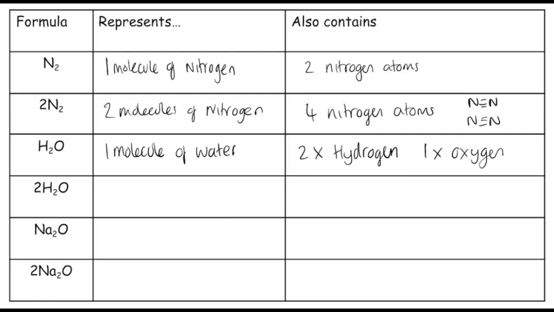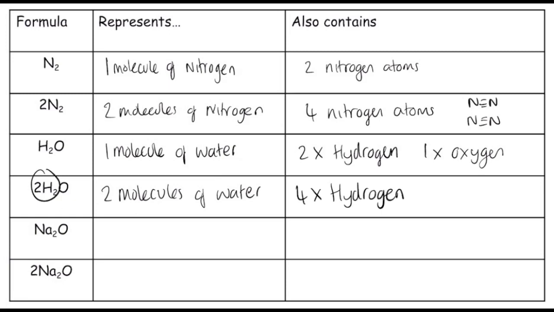Here we have two molecules because we've got a big 2 at the front. So 2 molecules of water. So that means that we times everything by 2. So we've got 2 times 2, which is 4 hydrogens. And then we've got 2 times 1 oxygen. So we've got 2 oxygens overall.